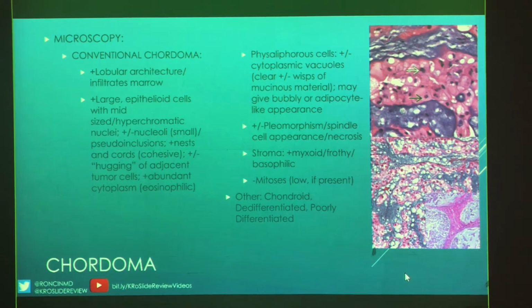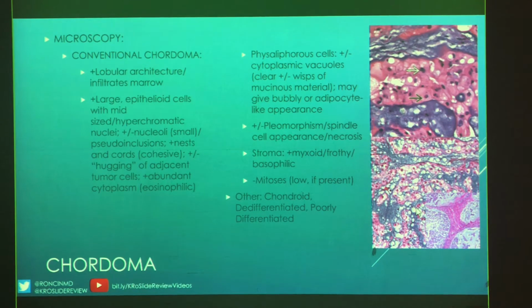And these cells obviously have very abundant eosinophilic cytoplasm. The physaliferous cells, I will get that term down eventually, tend to have cytoplasmic vacuoles that are clear, and they can have these wisps of mucinous material. It's hard to make out on here, but when you have just sort of like these very thin, faint lines of mucinous type material within those clear spaces, that's what they mean by the wisps of mucinous material. They can look bubbly, or they can look adipocyte-like, and those are some of the things that we mentioned.